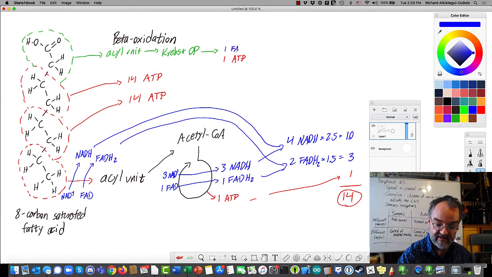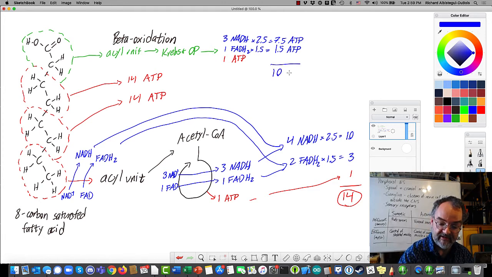1 FADH2 times 1.5 is 1.5 ATP. 3 NADH times 2.5, that's 7.5 ATP, for a total of 10, just from that last one. From that last pair of carbons, I don't get the extra that I get from the breaking off process. I just get what I get from the acetyl-CoA and from the oxidative phosphorylation.